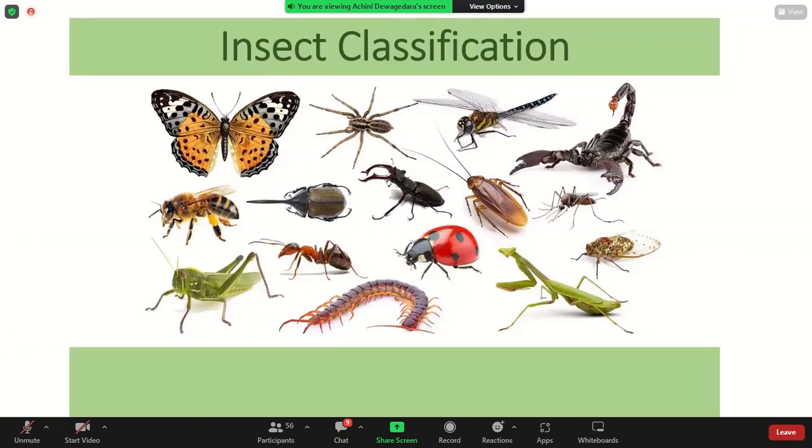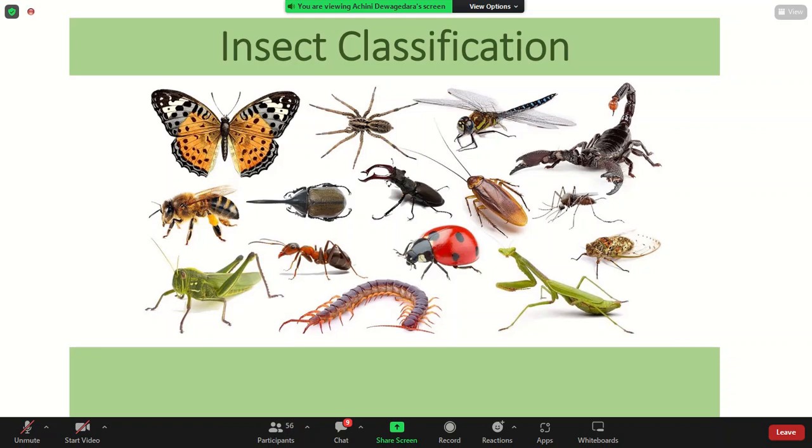Just think how different they are, one by one. So it's a huge class of animals, right? And it is also believed that out of all the identified known animals on Earth, more than half of them are insects. Right?